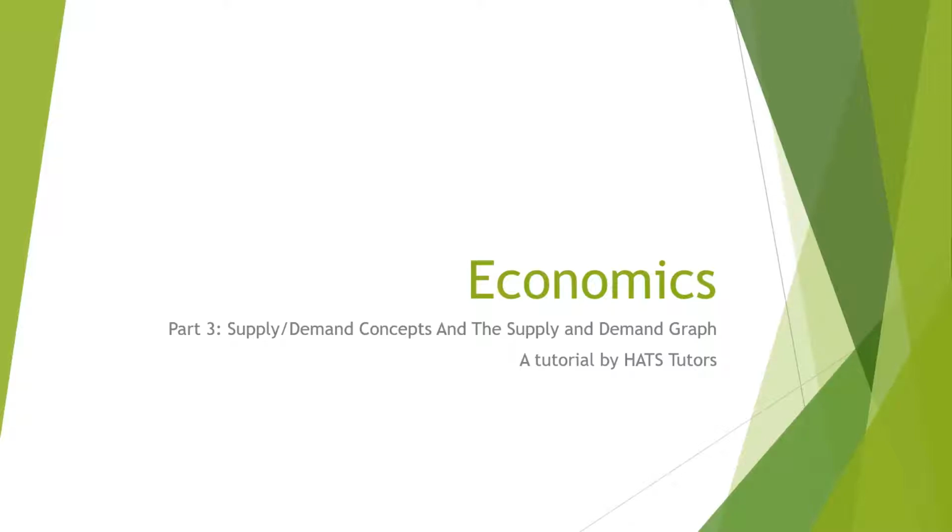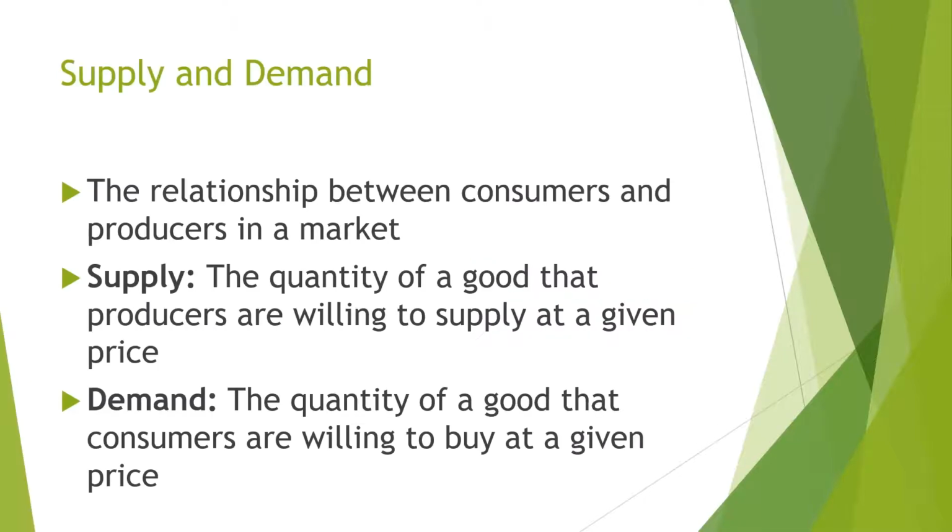So this is one of the most important concepts in economics in my opinion, and it's very important to know even if you don't plan to pursue economics because it kind of determines your understanding of how our markets work and stuff like that. So anyways, to begin, supply and demand is pretty much just the relationship between consumers and producers in a market. That is the simple way to put it. I'm sure there are more fancy ways to say it, but I feel like that's the easiest way to understand.